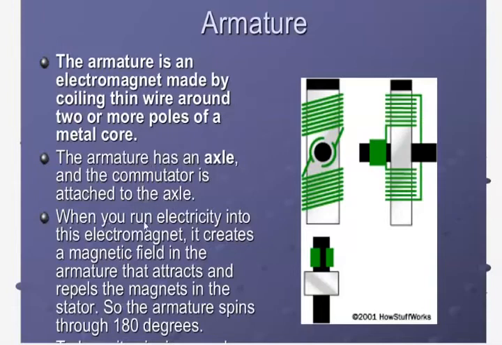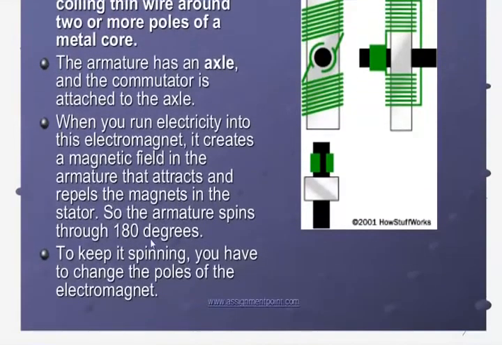When you pass electricity into this electromagnet, it creates a magnetic field in the armature, and that attracts and repels the magnets in the stator, so the armature spins through 180 degrees and hence electrical energy is converted into mechanical energy. To keep it spinning continuously, you have to change the poles of the electromagnet.